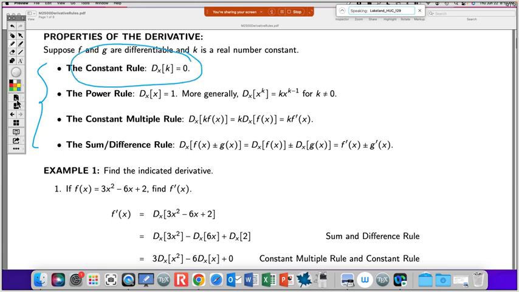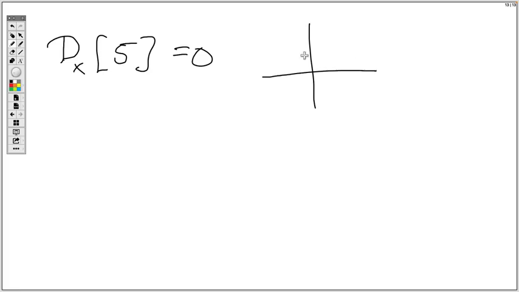The constant rule. What's the derivative of a constant? Well, if we think about this as a rate of change, if something is constant, is it changing? So its rate of change is what? 0. We can think of this graphically, because if you graph a constant function, what's the slope of a constant function? 0. So the derivative of constants are 0. Does that make sense or not?